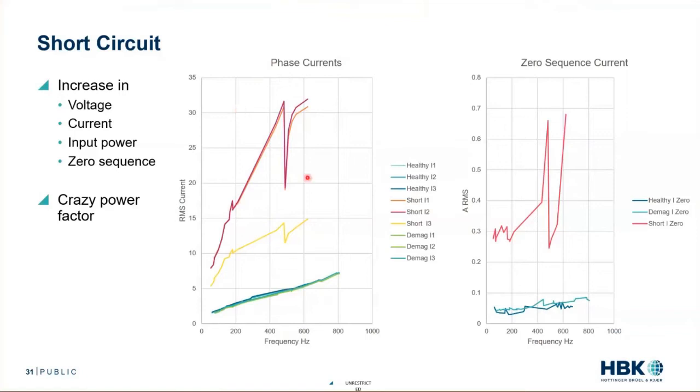That's a no-brainer. Also, if I look at my 0 sequence voltage, my healthy and my demag, with some mathematical analysis, we could probably determine that these two were statistically different, but that short circuit's just screaming, very easy to monitor for this. So we see increases in voltage, increases in current, increases in input power, increases in 0 sequence voltage, and the power factor was just crazy. I wanted to plot that, but it was just nonsense, which is an indicator.